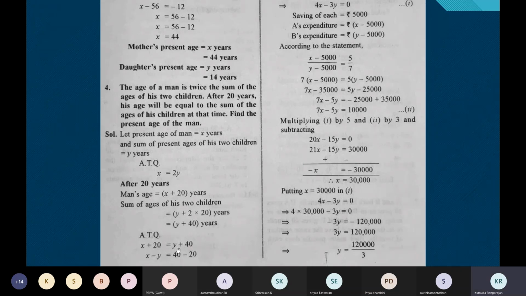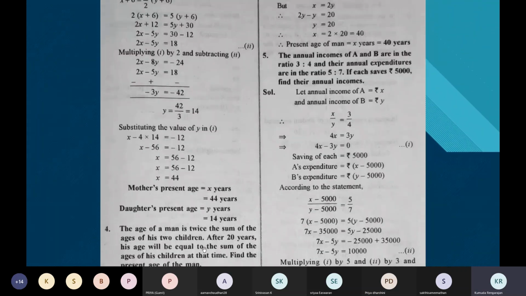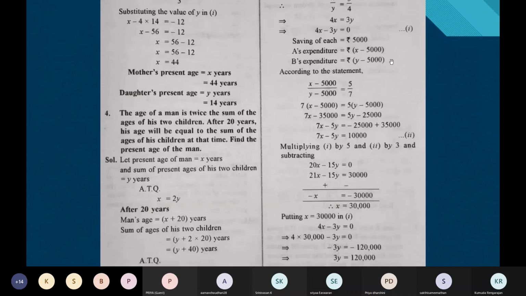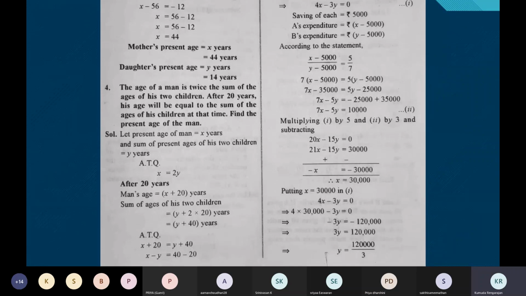So x plus 20 is equal to y plus 40. So we get the other equation, and on solving the 2 equations, you have x is equal to 40. Please make a note of whatever you want.